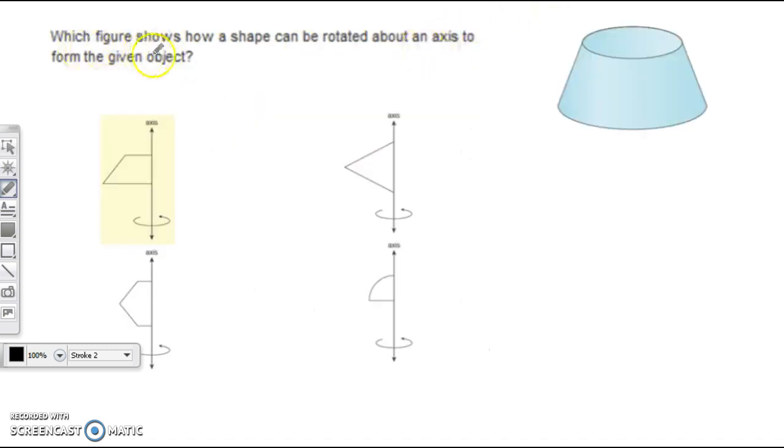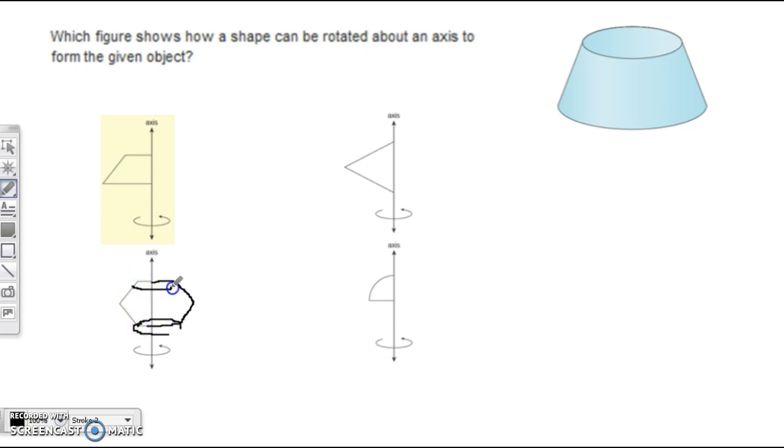All right, and then which figure shows how a shape can be rotated about an axis to form the given object? So we're trying to get this shape out of it. I'm just going to try to draw each of these. Whenever I draw them, I have to draw them two-dimensional first and then imagine making that around. So that one would have pointy sides on each end, and this one doesn't have pointy sides, so it's not going to be that one. If we do this one, we just discussed how that's going to make a hemisphere. So this isn't a hemisphere. This has got a rounded top, and that has a flat top.